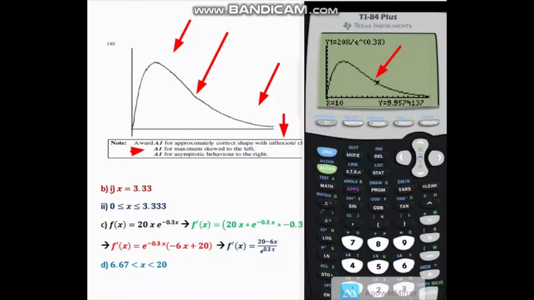Another mark for the fact that the maximum is skewed to the left, so it cannot be a regular bell shape. It has to have the maximum not in the middle but slightly leaning to the left. Finally, a mark for asymptotic behavior to the right, which means that the function cannot touch the x-axis. It has to approach it but not touch it, which is what we mean by asymptotic behavior. So let's move on to question B.